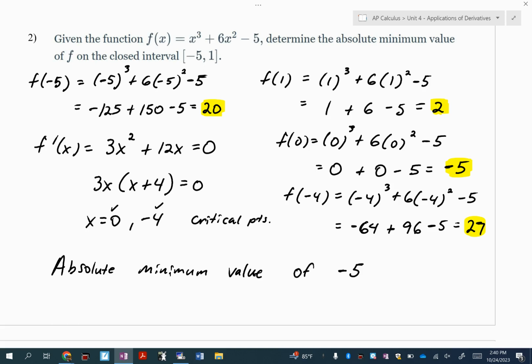If they're asking for a maximum or minimum value, they're asking for a Y. If they say, at what X value does that happen? They're asking for you to say the X. So if this had said, determine where the absolute minimum value occurs, I would say at X equals 0. You see the difference there? It just depends on how they phrase it.